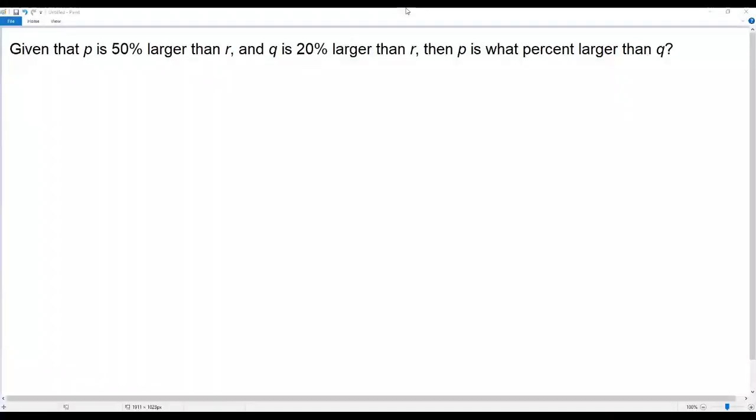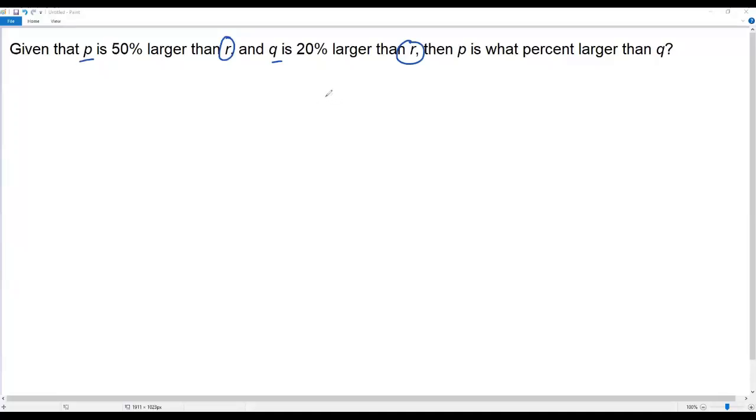Here we have a problem on percentage. Okay, let's go over the question. Given that P is 50% larger than R and Q is 20% larger than R, then P is what percent larger than Q? Okay, here both P and Q are compared to R.